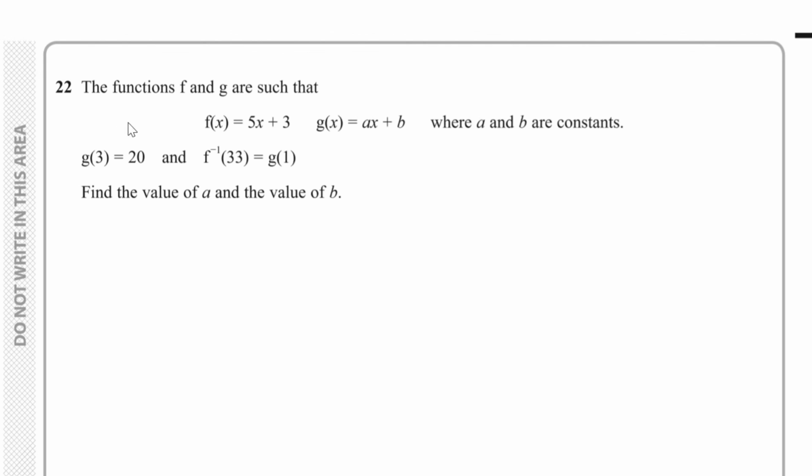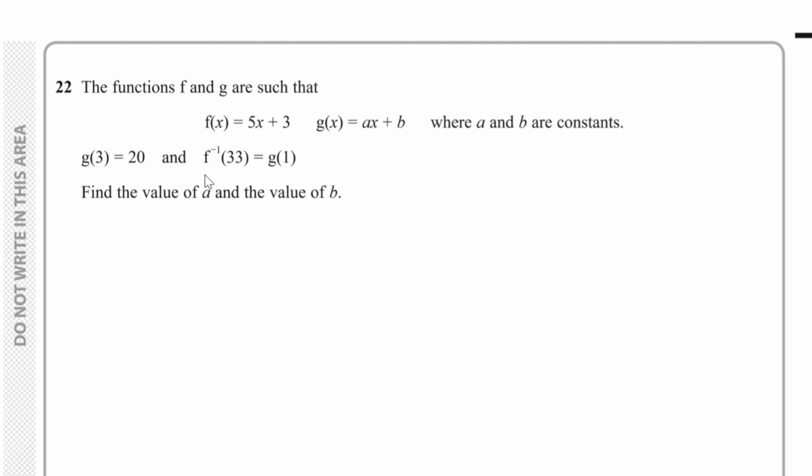Question 22. The functions f and g are such that f of x is equal to 5x plus 3 and g of x is equal to ax plus b, where a and b are constants. G of 3 is equal to 20 and the inverse of f at the point x equals 33 is equal to g of 1. And we have to find the value of a and find the value of b.